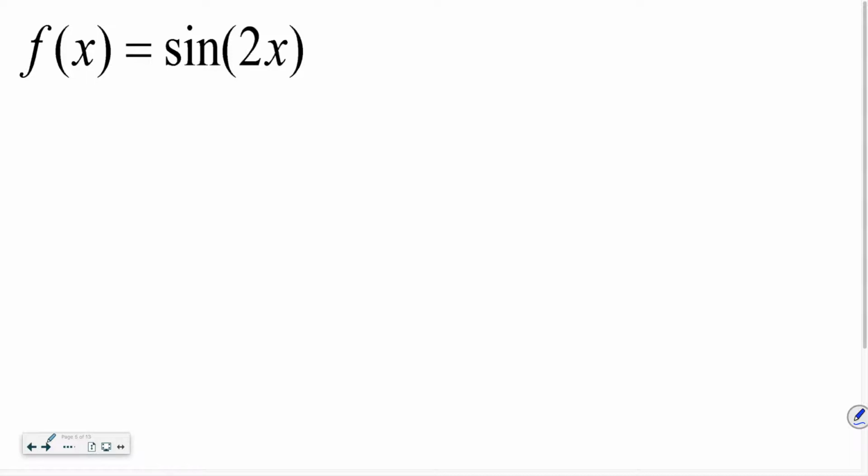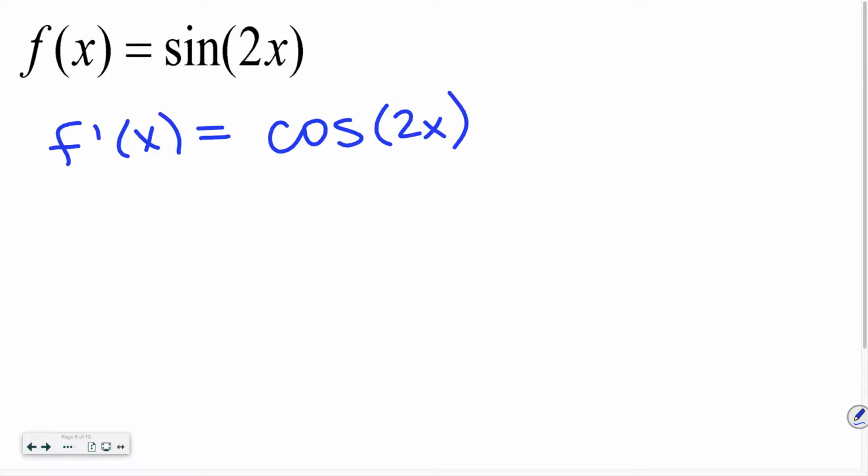All right. Mandy, talk me through what you did. Well, we took the derivative of the outside first, which is cosine, and then we kept the inside the same. And then you multiply that by the derivative of the inside, which is 2. Okay. Caleb, do you agree with cosine of 2x times 2? Yes. Perfect. I would probably rewrite it as this.